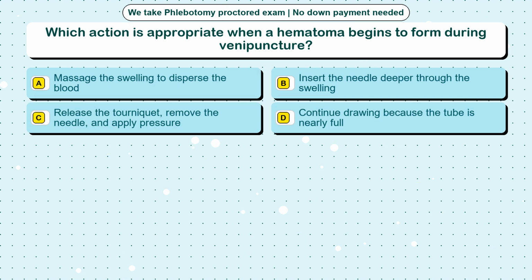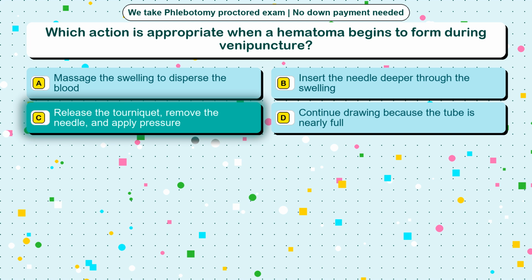Question 49. Which action is appropriate when a hematoma begins to form during venipuncture? Option A. Massage the swelling to disperse the blood. Option B. Insert the needle deeper through the swelling. Option C. Release the tourniquet, remove the needle, and apply pressure. Option D. Continue drawing because the tube is nearly full. The correct answer is option C. Release the tourniquet, remove the needle, and apply pressure.